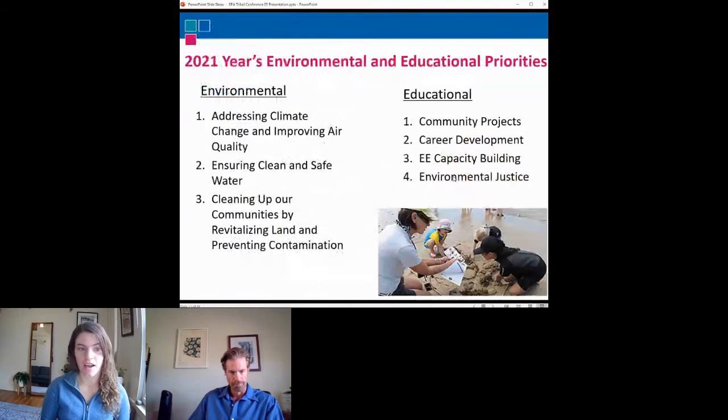Every year there are environmental and educational priorities for these grants. So this year the environmental priorities are addressing climate change and improving air quality, ensuring clean and safe water, cleaning up our communities and revitalizing land and preventing contamination. Then the educational priorities are community projects, career development, EE capacity building, and environmental justice.